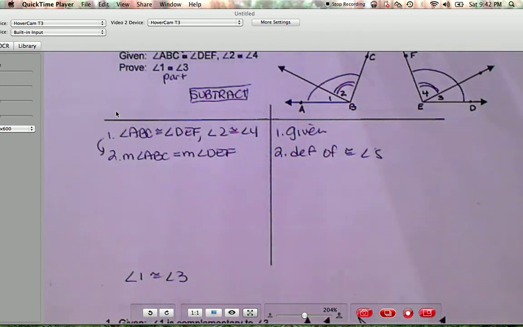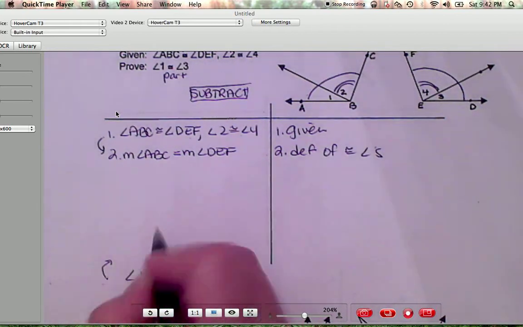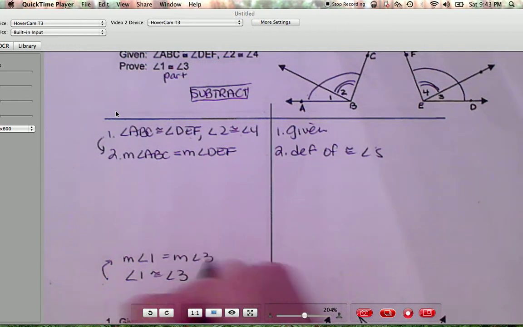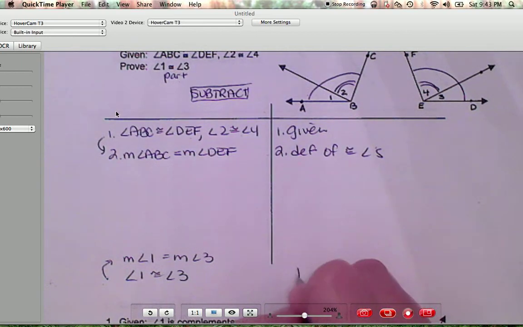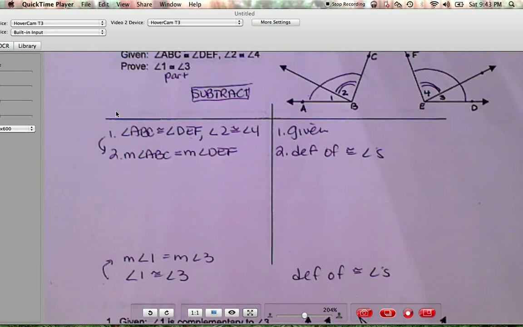So we can do that here too at the bottom. If angle 1 is congruent to angle 3, and that's what we're trying to prove, we must first prove that measure of angle 1 equals the measure of angle 3. And then when we pair these two things together, at the end of the pairing, that's where we put our definition. Definition of congruent angles. So if that's all you can do, that's still better than nothing, but that's a good place to start.